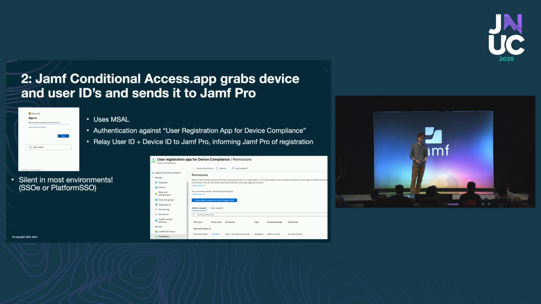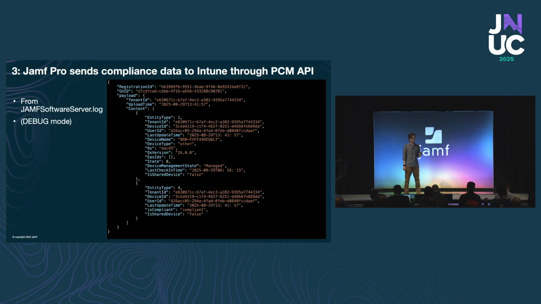So step two, how do we get Jamf Pro to send compliance to Intune? The first thing is that another client-side agent needs to run, and it is an agent in the Jamf management framework. This agent will perform an authentication on behalf of the user against Entra ID to get the device ID and user IDs. It's important to know that this is an authentication. This is actually part of how we verify the device is who it says it is. And after we get that information, we send it up to Jamf Pro through the Jamf binary.